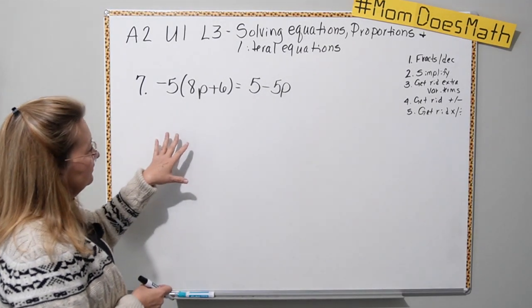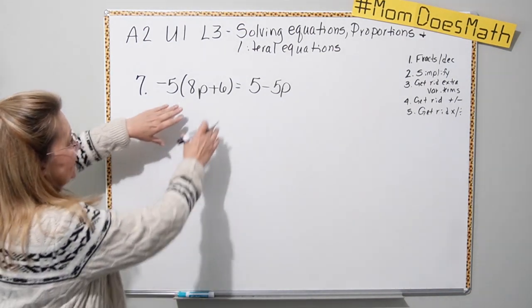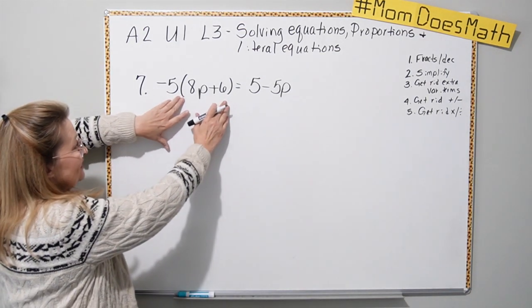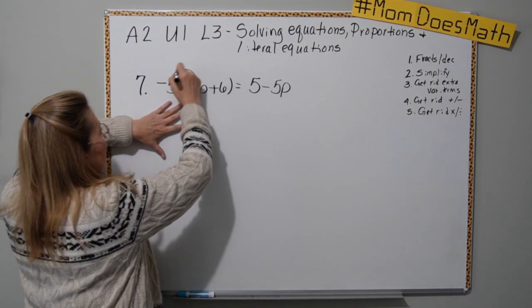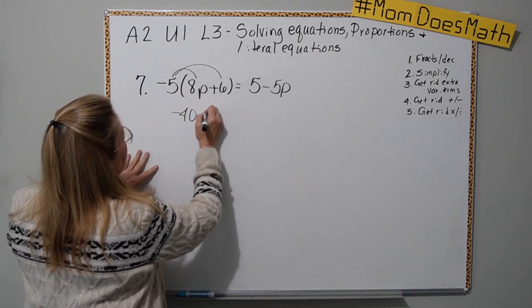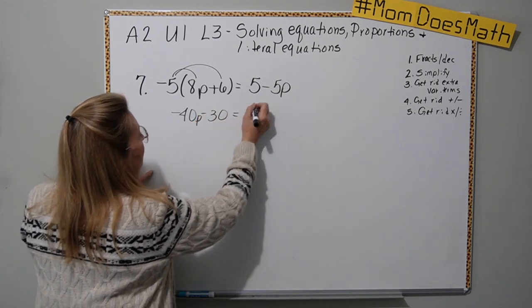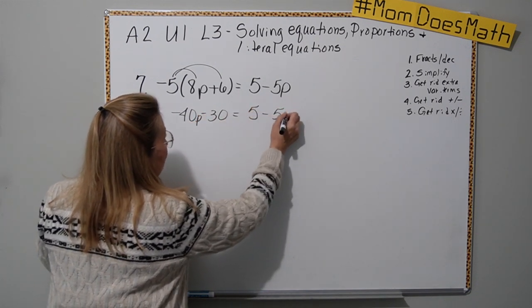So here's number 7, and I'm going down my list. I'm going to stop at number 2 because I see parentheses, and I know that means I need to simplify. So I'm going to distribute. That's going to give me negative 40p, equals 5 minus 5p.